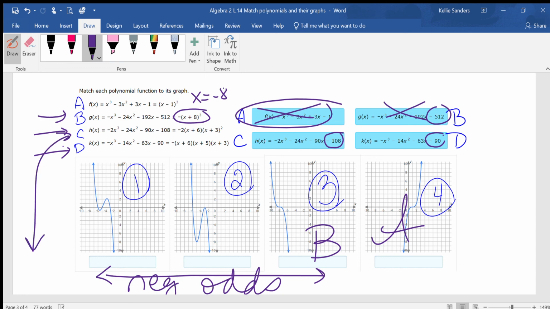For C, crosses the x-axis at negative 6 and negative 3. Only negative 6, only negative 3. So this one's going to be C, so by default that one's D. It crosses at negative 6, negative 5, and negative 3.